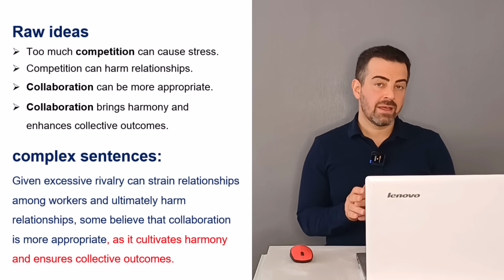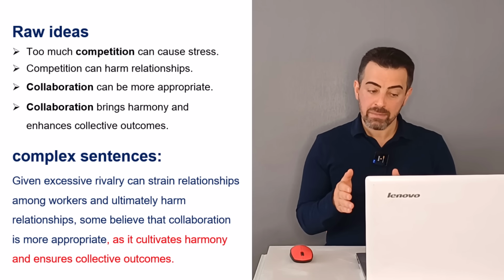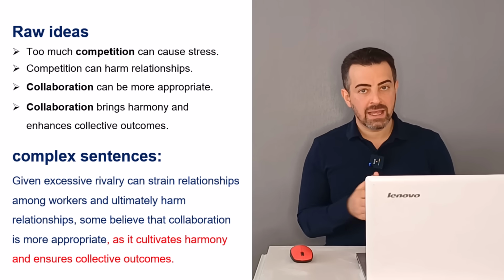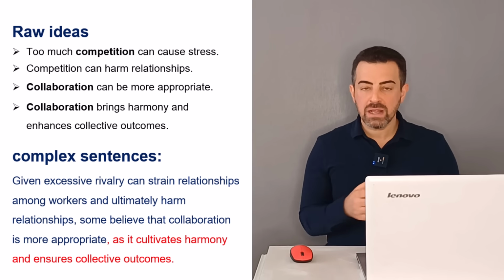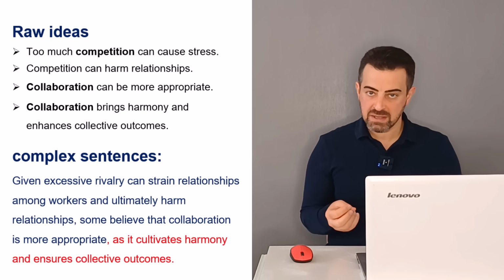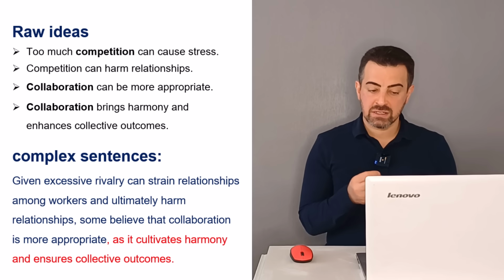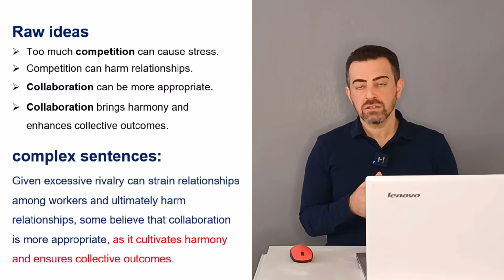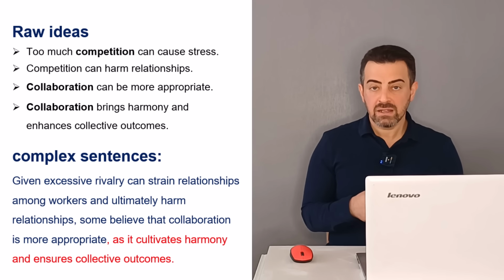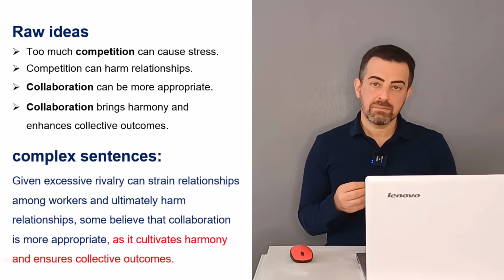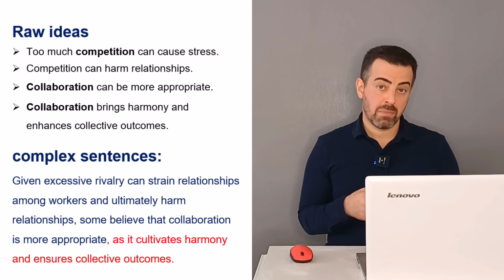As you can notice, the blue part is an adverbial clause, and the red part, as it cultivates harmony and ensures collective outcomes, is a parallel structure. You might think, all right, I don't have so many advanced collocations in my mind. Phrases such as excessive rivalry and strained relationships. It's okay, you can just do some research online before you start writing. Still, if you don't know them, you can use your own simple words and focus on advanced structures. Still, the result is much better.